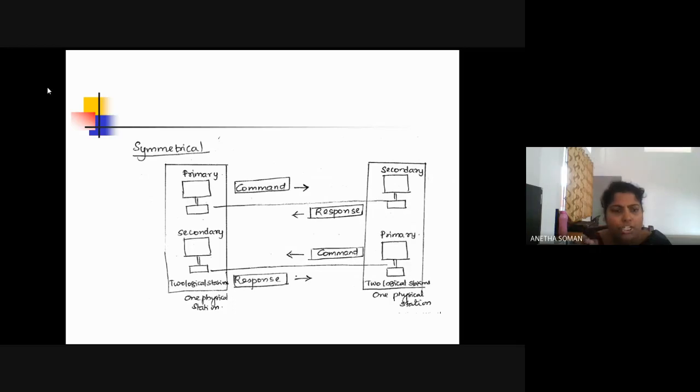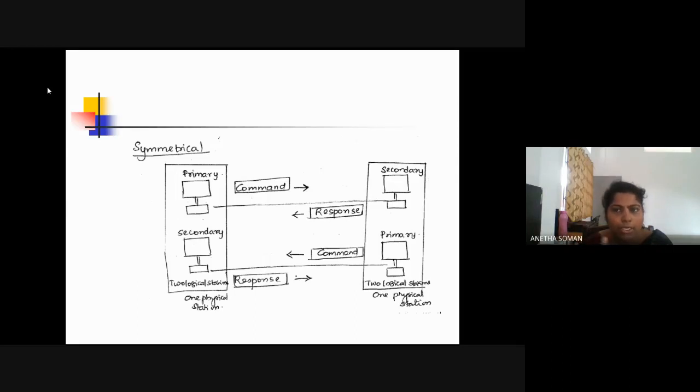In symmetrical configuration, you have one physical station on a link, and that one physical station consists of two logical stations. You can see in the diagram, I have just represented one physical station on a link, and that link consists of two logical stations. Of those two logical stations, one is acting as the primary and the other one is the secondary. Similarly, you can have two logical stations on the other side also. Just see the diagram.